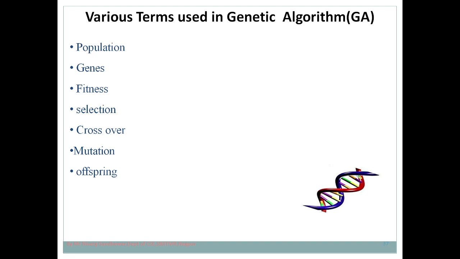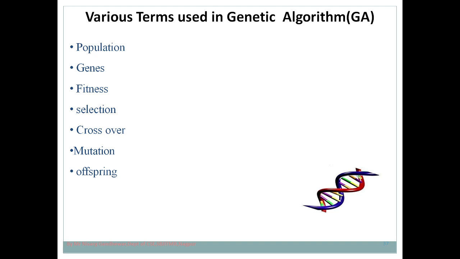Then there is the selection operator. Obviously you need to select those individuals who are fit, who are totally fit. Fitness is important. Then crossover is there. Crossover we'll discuss in detail in the next slide. What is crossover? In crossover, parents come together and fuse together to form a new offspring. Without crossover, a new offspring is not generated. In order to generate a new offspring, crossover of parents is important. Crossover means fusion.